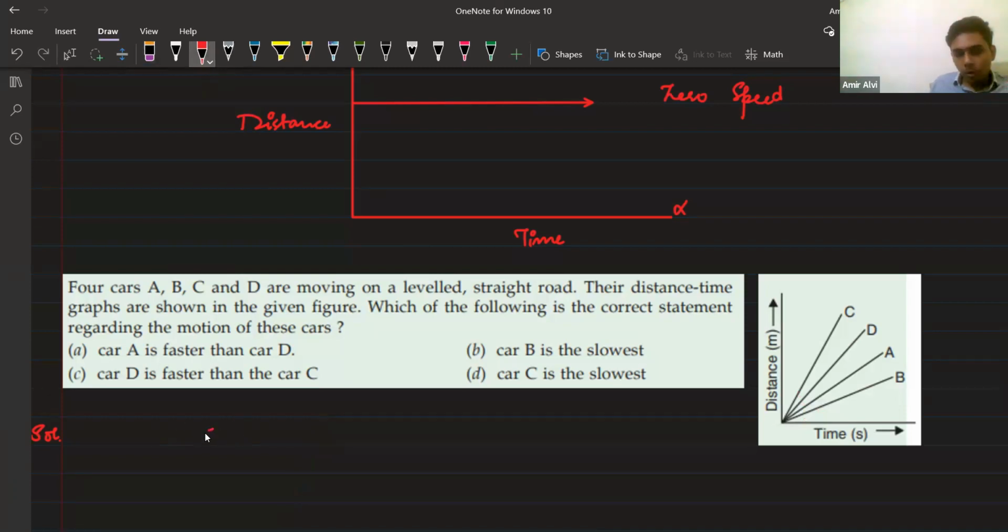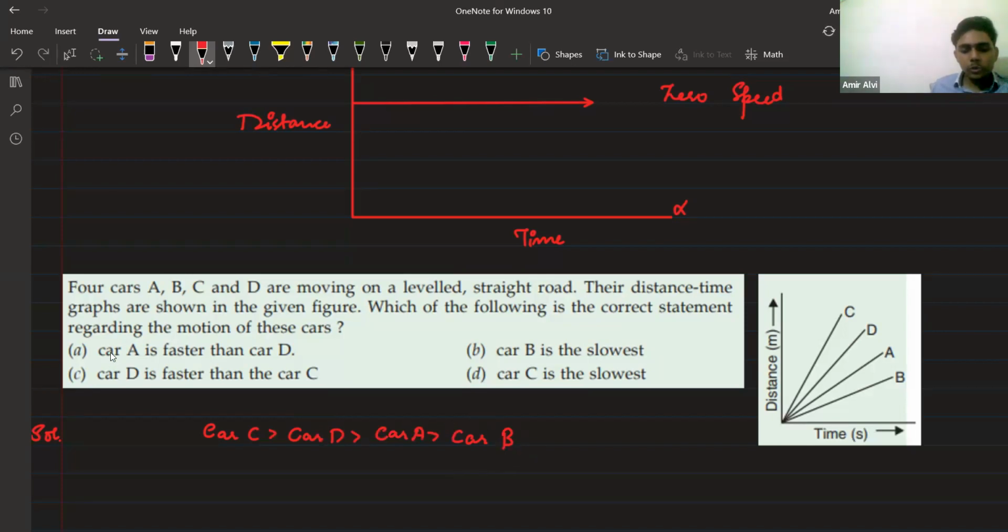If you write down the order, car C has the greatest velocity, because I've told you that the steeper the graph, the more the value of velocity. Then car D, then car A, and then the least is car B. It means that car B is the slowest.